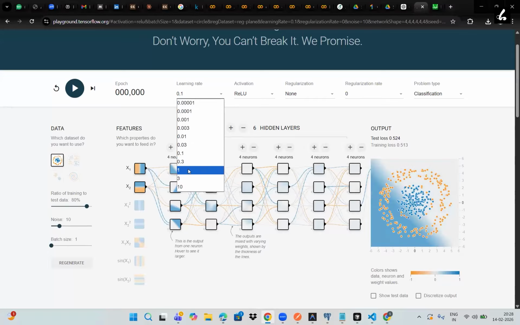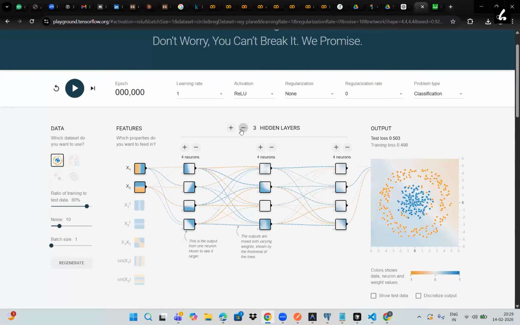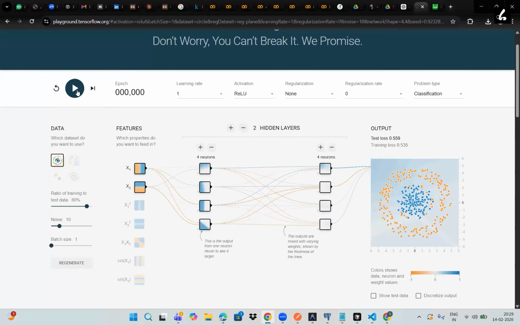Okay, what will happen if we increase the learning rate? Just see, if you increase it, what is going to happen? It is not learning at all, right? It is not learning at all because there are a lot of weights to be trained, but the learning rate is so high that nothing is happening. If I reduce the learning rate, it will definitely do some action.